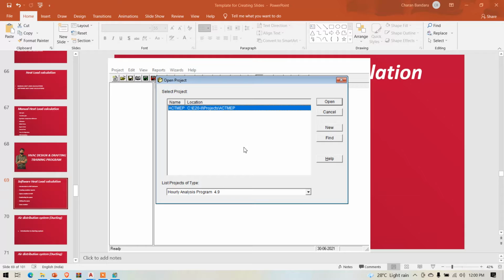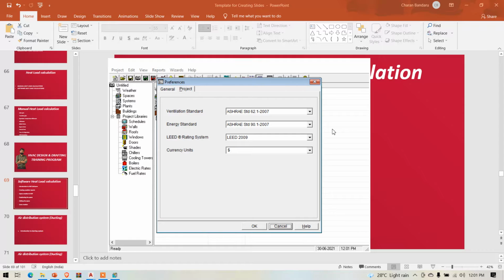See here, when I open this, we have the previous projects over here. If you want to start any new project, we have an option called New. Go and select New, and you will get a pop-up called the preferences pop-up. In this pop-up, they first ask for ventilation standards, energy standards, LEED and currency units.